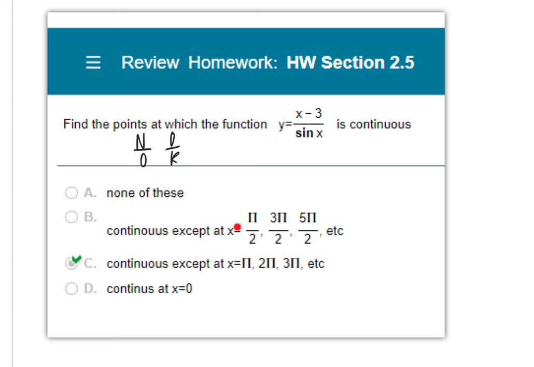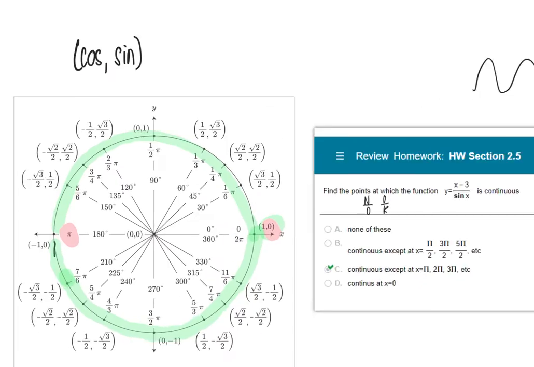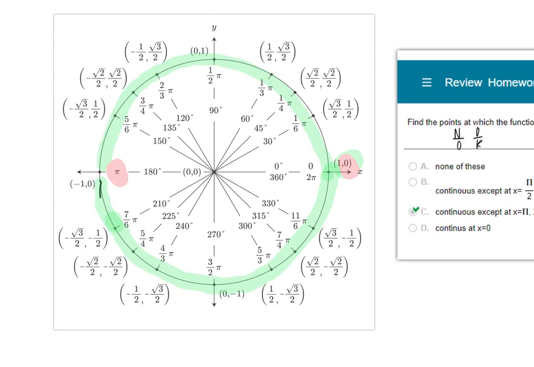Now, let me explain what option B means. Everywhere except pi over 2, 3 pi over 2, 5 pi over 2. That is right here. 1/2 pi is equal to pi over 2. So if it were at intervals of pi over 2, it would be like 1 pi over 2, 2 pi over 2, 3 pi over 2, 4 pi over 2, 5 pi over 2. So that's like at every quarter, but that's not the case. It's at every pi.